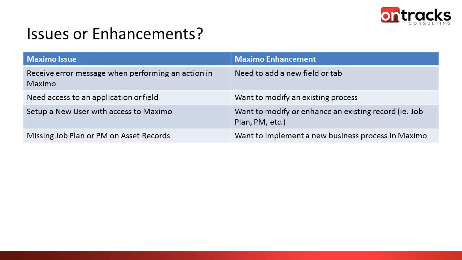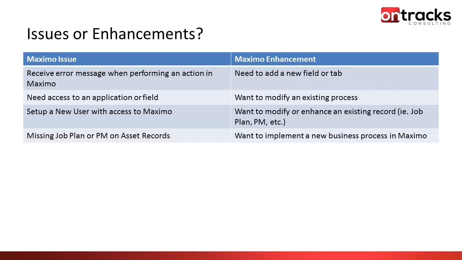Or a user may need access to an application or field that they can't see, but maybe their colleague can see, and this needs to be addressed through possibly a security configuration change. In a lot of organizations, they have new users that are being added to the system and or removed, and why not use, again, Maximo to track those additions or subtractions in the Maximo system. In some cases, you may have a job plan or a PM that's defined on asset records, or it may be missing, and so therefore a user wants to report that. Those are just some examples of Maximo issues.